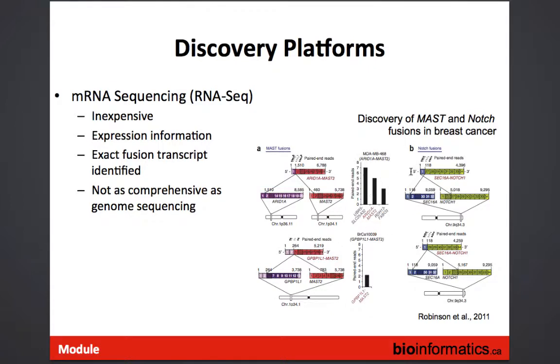Although interestingly enough, these people have had trouble reproducing these results, and so this is kind of pointing to the fact that we're still in the infancy of identifying fusion transcripts with mRNA-seq.